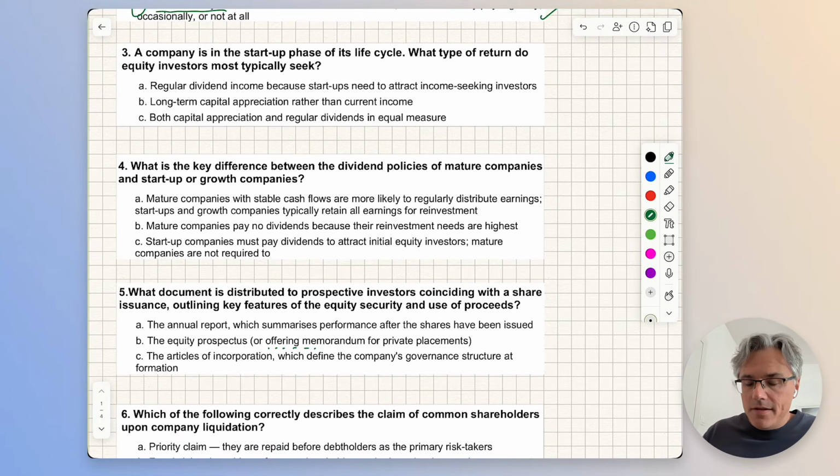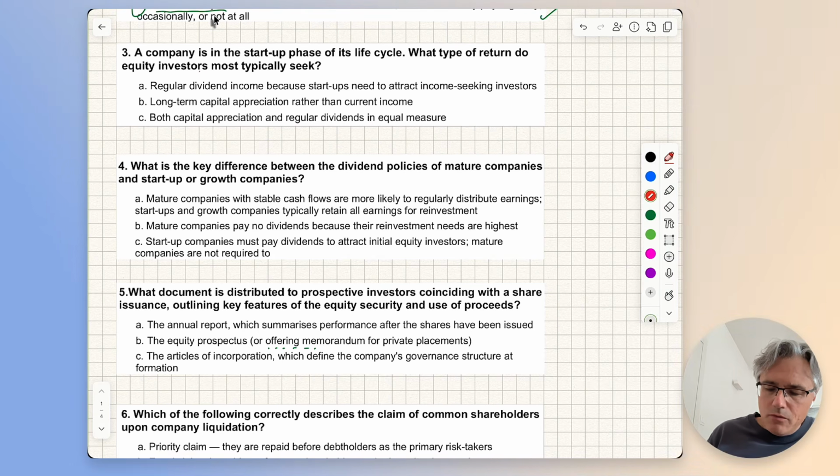Okay, next one. A company is in the startup phase of its life cycle. What type of return do equity investors most typically seek? Now, you should remember from the videos, or just simply know that in the startup phase of a company's life cycle, typically, businesses enjoy very little revenue. Typically, they incur losses and negative cash flow because you're constantly putting more money into the business just to keep it going, or whatever is generated gets plowed back into the business. So it's not really the time to pay dividends.